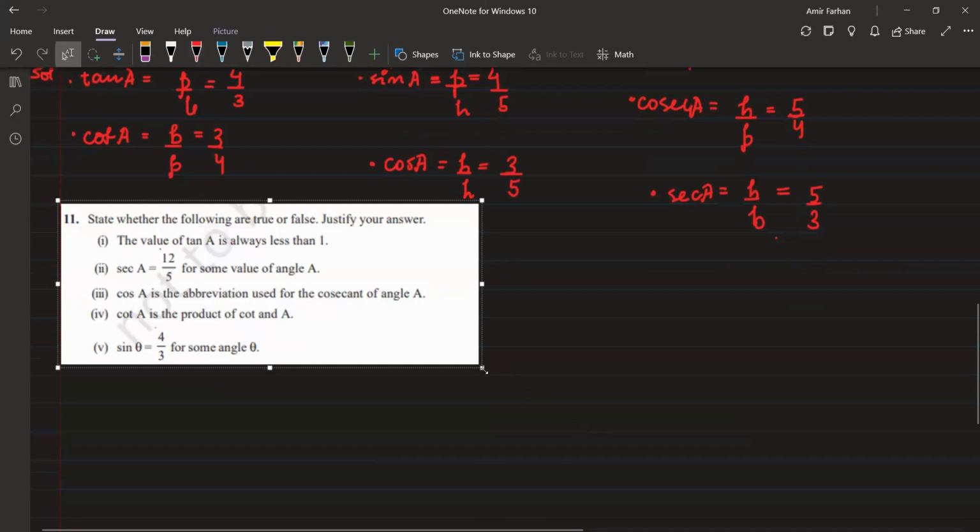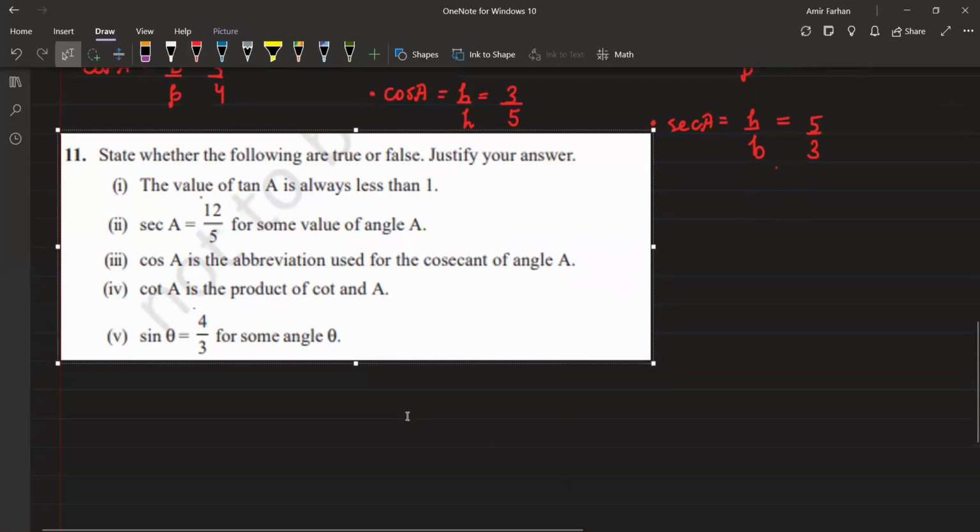Okay, let's do these questions. True or false. The question says that the value of tan A is always less than 1. I will tell you in the coming topic, we'll do this in detail, where you will get the maximum and minimum values of the trigonometric ratios. But right now, I'll explain it a little bit. The maximum value of tan can be 1. It's not always less than 1; it can be less than 1 and it can be equal to 1. So it is false. In the coming topic, I will explain it to you. Don't worry. Clear?